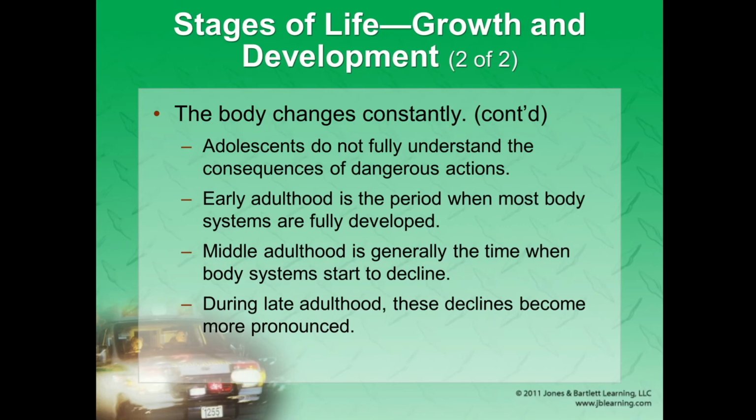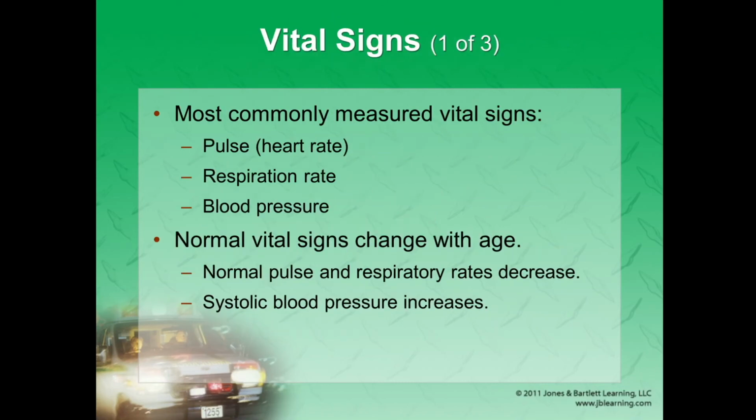Adolescents do not fully understand the consequences of dangerous actions, and early adulthood is the period when most body systems are fully developed. Middle adulthood is generally the time when bodily systems start to decline. During late adulthood, these declines become more pronounced. So as we age, keep in mind that we have changes in not only our skin and our vital signs, which we're going to get into next, but other things change as well, such as your systolic blood pressure.